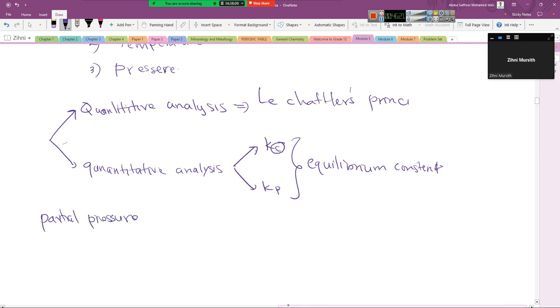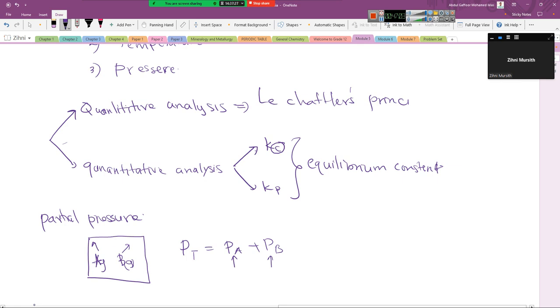Okay, for example, let's say a pressure can be exerted by what? Gases, right? For example, let's say we have A gas and B gas in the container. So A gas will exert some pressure and B gas will exert some pressure. So total pressure PT is equal to PA plus PB. The pressure exerted by gas A is called the partial pressure of A, and the pressure exerted by component B is called the partial pressure of B. The total will be the sum of these two partial pressures.